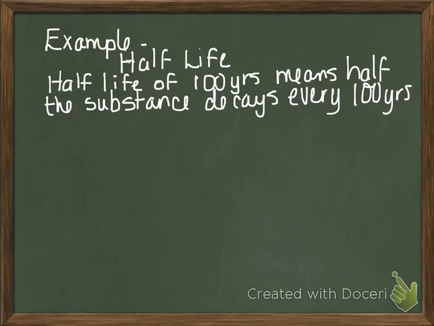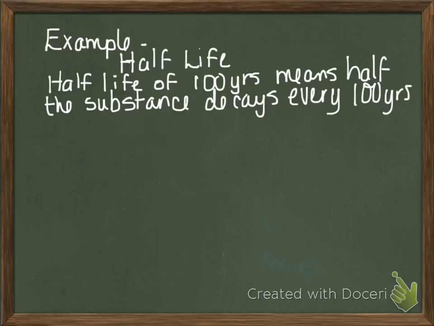Okay, we've got time for one more example before you go to the exit ticket and the problem set. So I'm going to use this idea of half-life, and this is something we'll study in 8th grade science when we talk about elements on the periodic table that decay. Some elements tend to decay, and one thing that gets talked about is something called half-life. If something has a half-life of 100 years, that means that half the substance decays every 100 years.